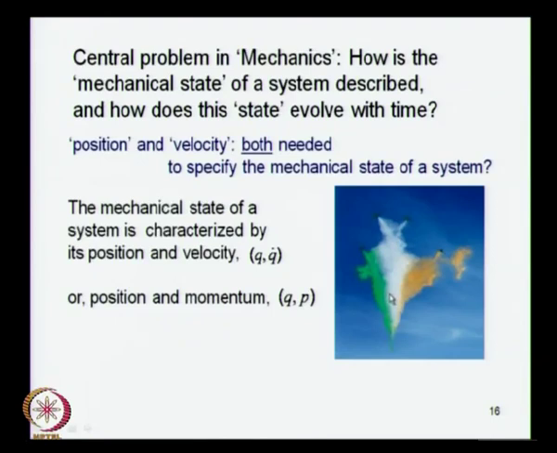On the other hand, if it starts at the same velocity, but the starting point was not Chennai but Bangalore itself, then in 1 hour it will be at the west coast, somewhere over Mangalore. So, velocity alone is not enough to predict where the aircraft will be after an hour. You also need the position.